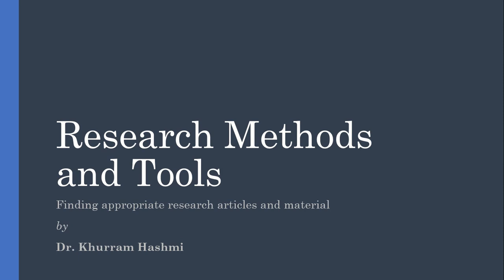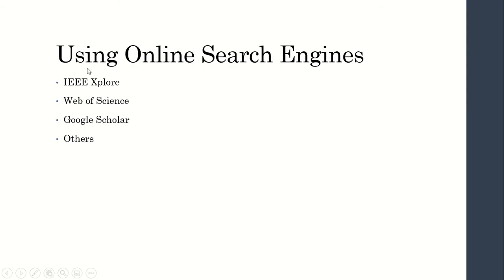So, the biggest question that I'm getting is how to find research articles that are appropriate for the topic or the area or the title of their research. So, today I'm going to talk about some online tools such as the IEEE Explorer, maybe the Web of Science, Google Scholar, and a few others. Primarily, we're going to talk about IEEE Explorer and some online journals that you can see.